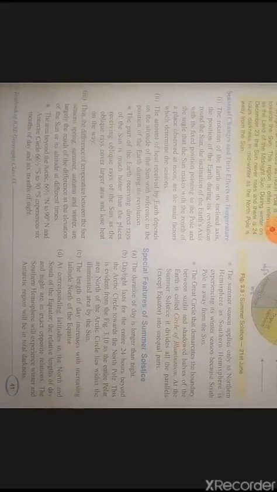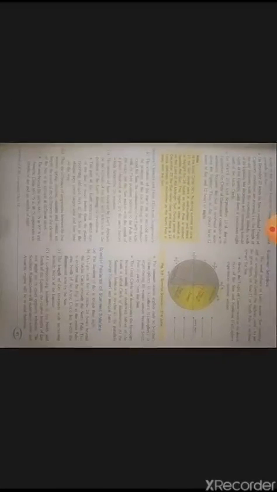Now let us study the changes in the apparent altitude of the midday sun. The Sun is directly overhead at the equator on March 21 and September 23. These 2 days are termed as spring and autumnal equinoxes respectively. Now let us study the equinoxes in detail.